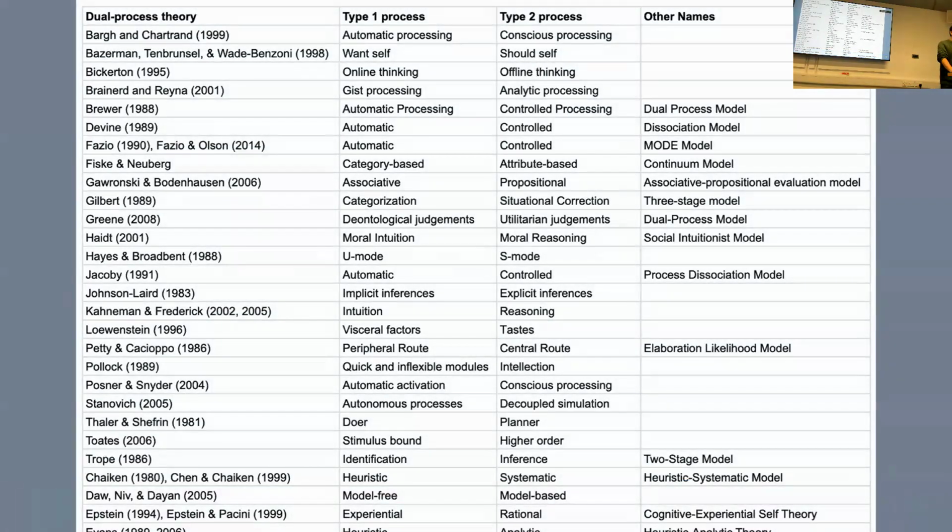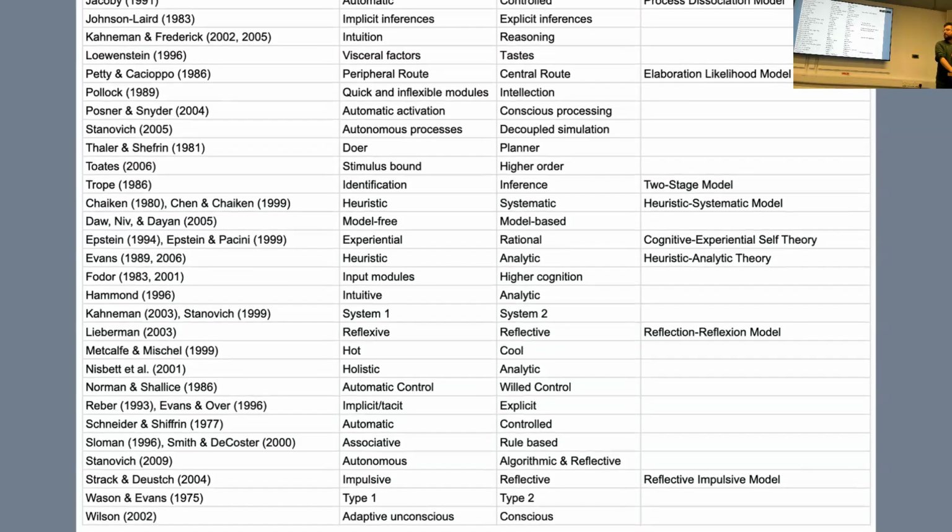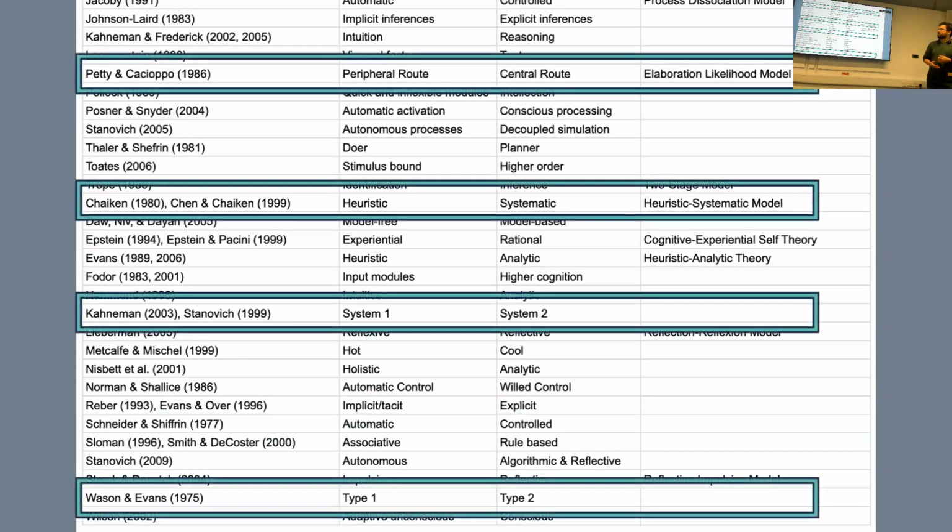So personally, in my scoping review of HCI, there were at least 42 theories. And for the ones that most people have heard of, it'll probably be Petty and Cacioppo with the elaboration likelihood model, maybe the heuristic-systematic model from Chaiken, System 1, System 2 from Kahneman and Stanovich, or Type 1 and Type 2, which is what I'm using most frequently at the moment. But you've probably heard other things, like automatic and controlled with Schneider and Shiffrin, or input models and higher cognition. There are so many of them.